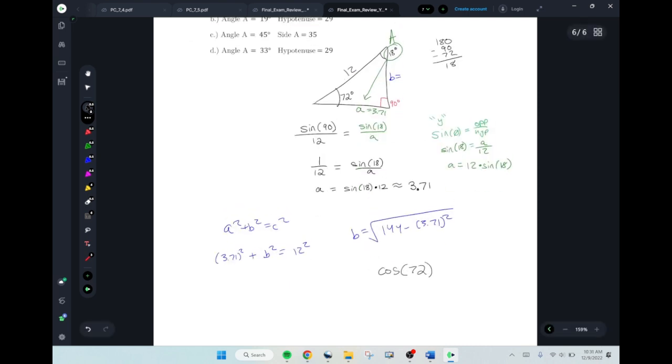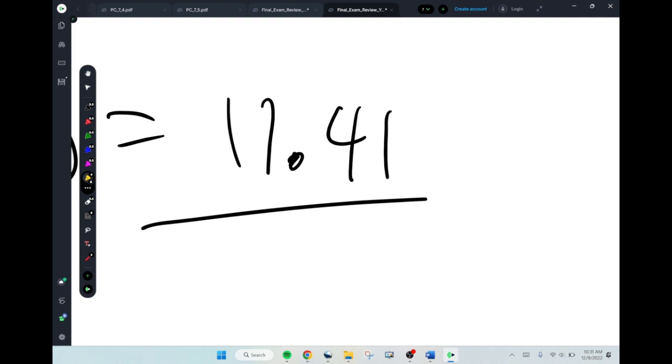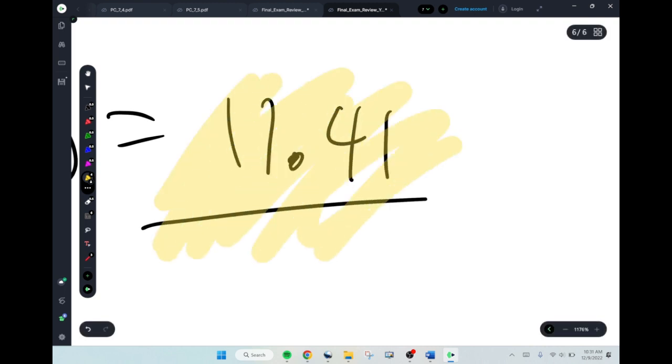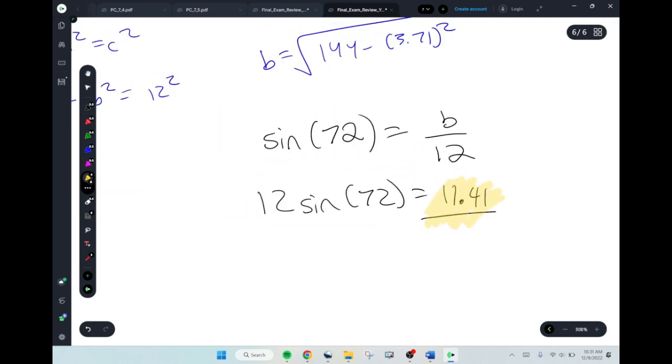Cosine of 72 equals, wait, no, that's wrong. I mean, we could have done the cosine of 18, but sine of 72 equals B over 12. So 12 sine 72 is what? That was using the sine. Caden, did you do the, oh, you're about to do the Pythagorean theorem? That's what I'm trying to do right now. You did both? That's awesome. Okay, so I'm getting 11.41 on the approximate. Just look at that. We also got that using the sine thing.